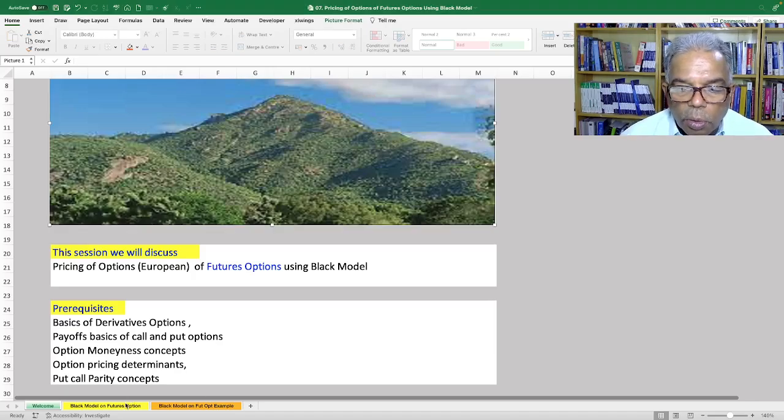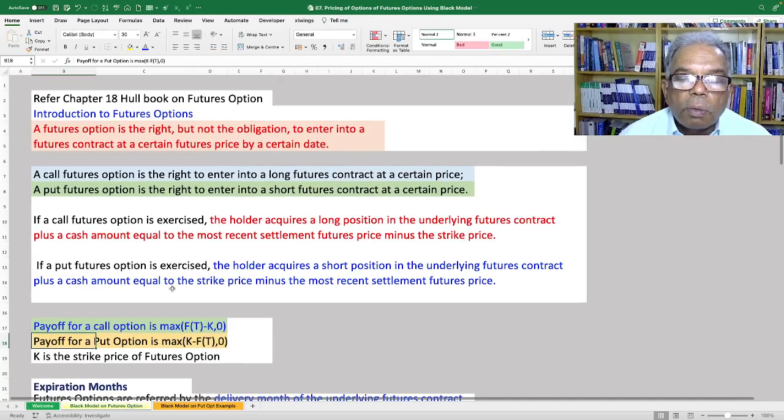Let's quickly discuss what a futures options contract is. A futures option is the right but not the obligation to enter into a futures contract at a certain price by a certain date. A call futures option is the right to enter into a long futures contract at a certain price. A put futures option is the right to enter into a short futures contract at a certain price.